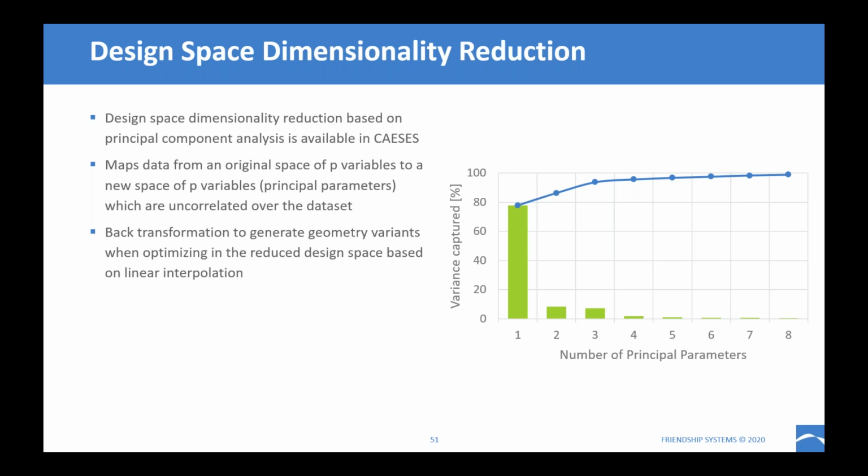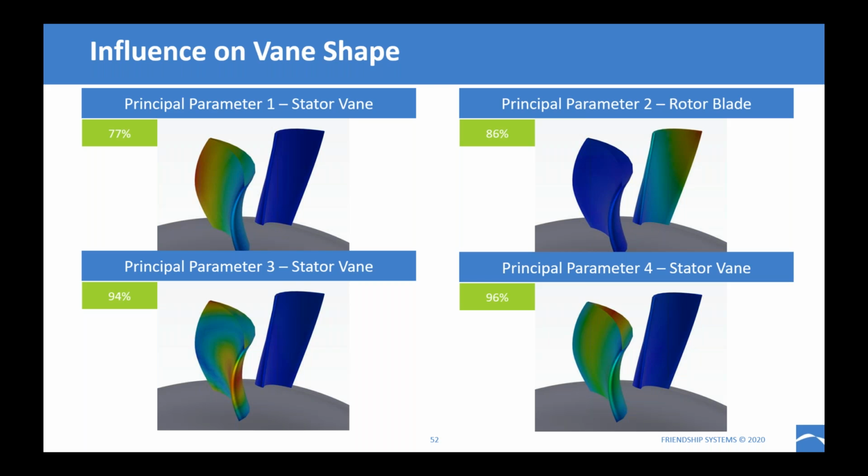And here I just have this to give you an idea of how these principal parameters act. We have the first one, which acts on the stator vane, which gives us 77% already of the previous design space.